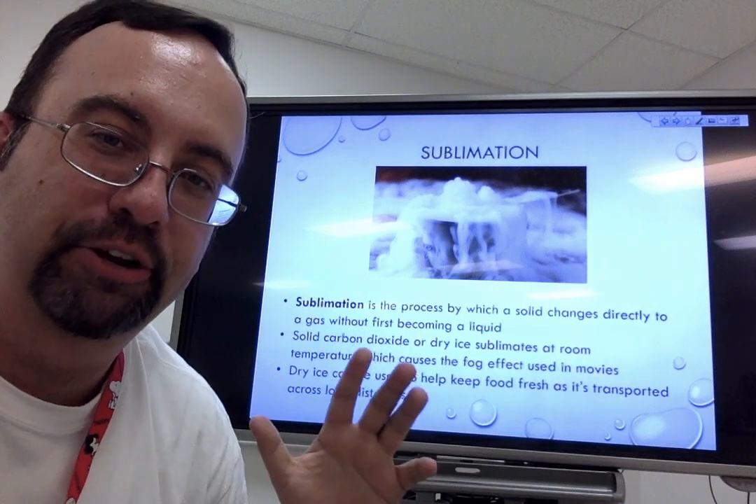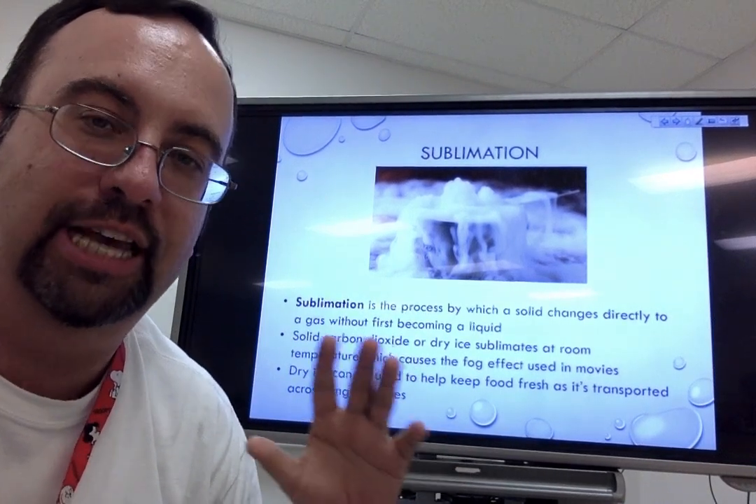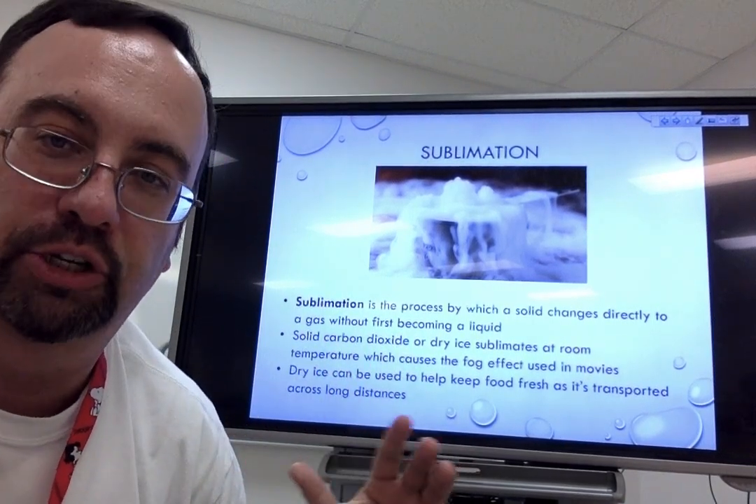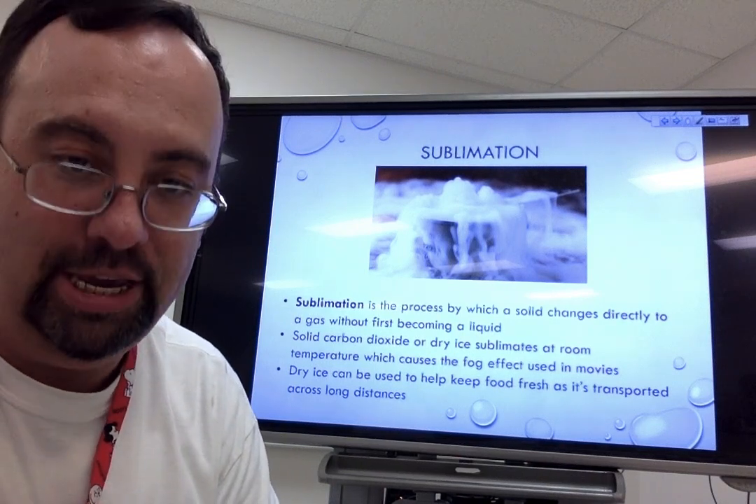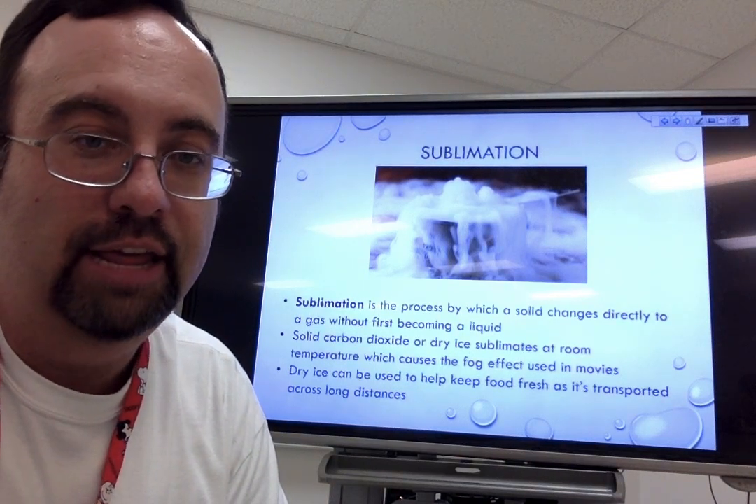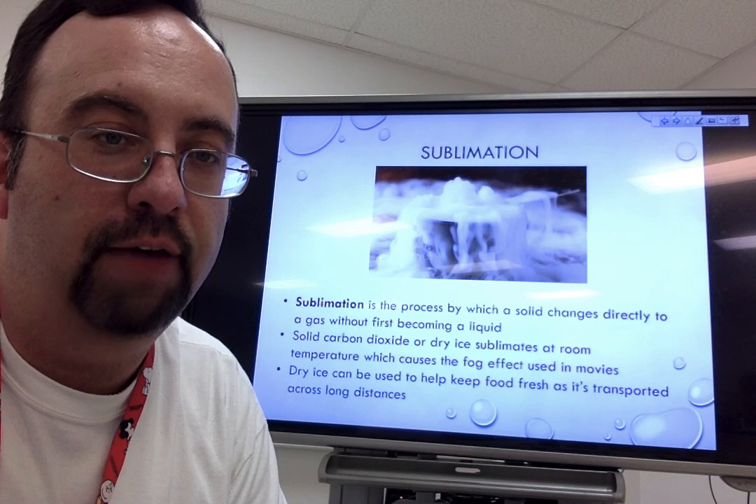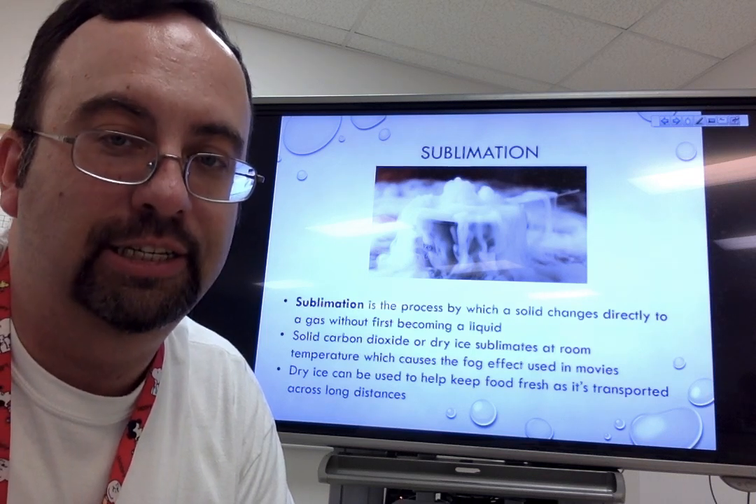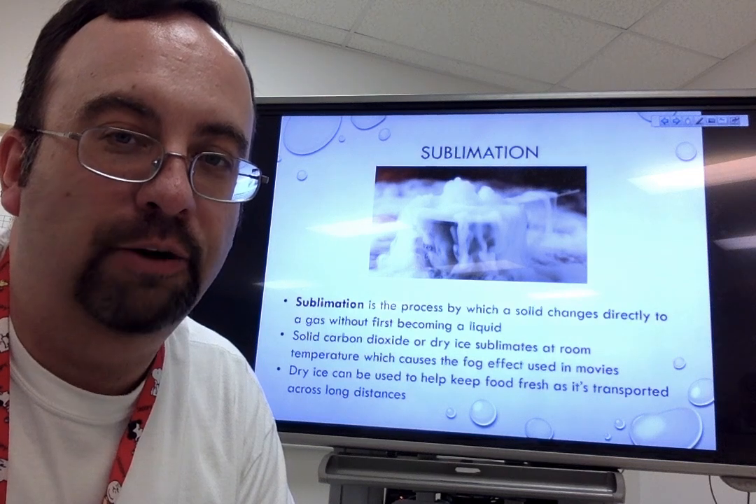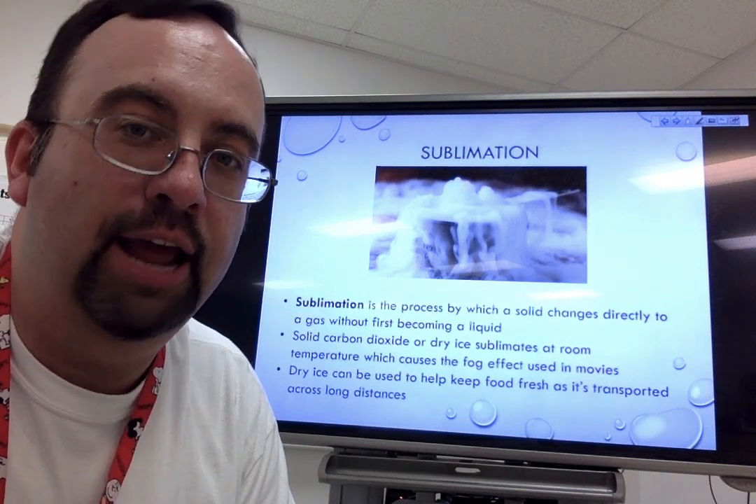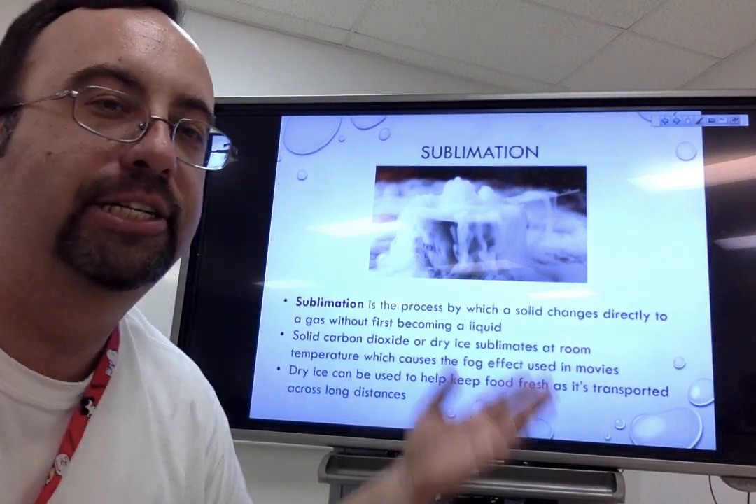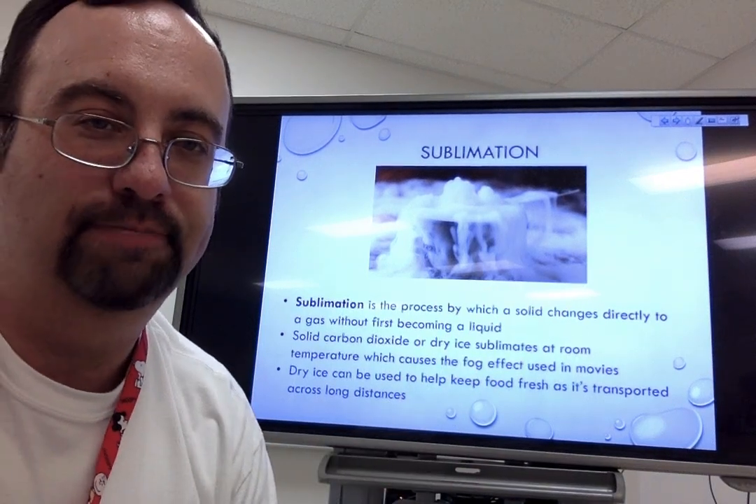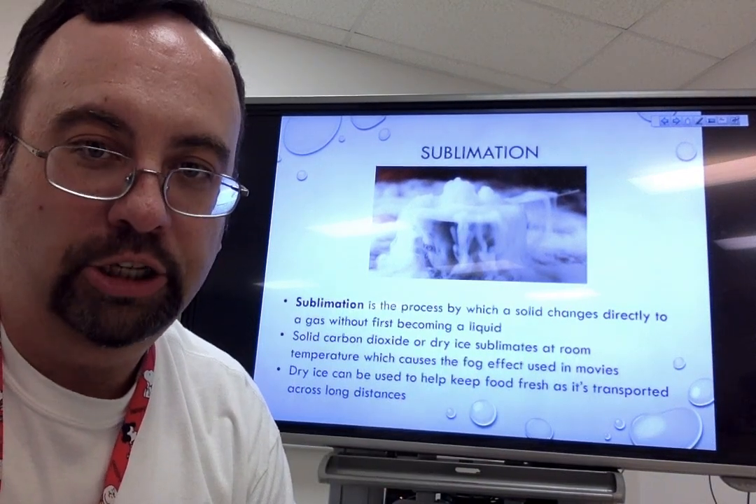This is also very useful when they're trying to make a spooky setting where there's fog and something like that. They also use dry ice for this purpose. Dry ice can also be used to help keep food fresh as it's transported across long distances. And so the next time you decide to send Graeter's ice cream to a friend out in California, you have sublimation to thank for that. All right, hopefully no questions right now.